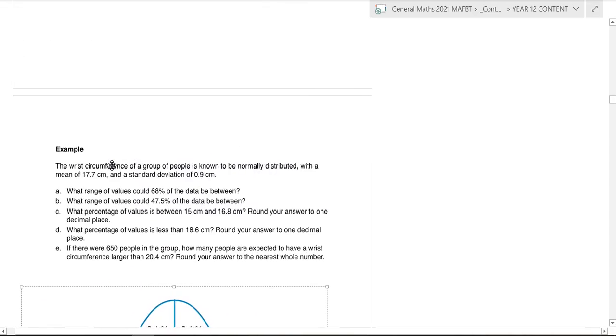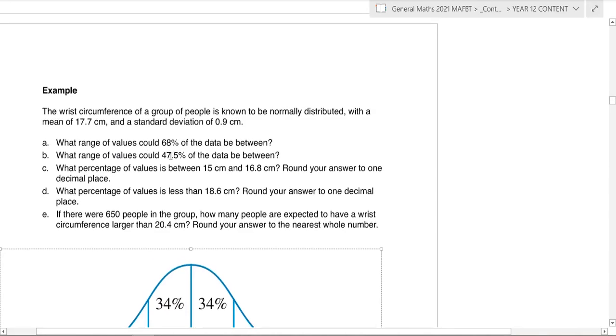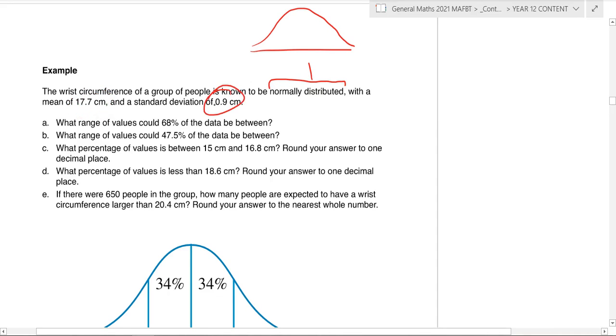All right, so the question here is, the wrist circumference of a group of people is known to be normally distributed, meaning, again, that you can actually put it in a bell curve, with a mean of 17.7 and a standard deviation of 0.9. So this has given us the mean and the standard deviation. Remember, the standard deviation just tells you how far away you've gone from the middle. So 1 standard deviation represents 0.9 centimeters from the middle.